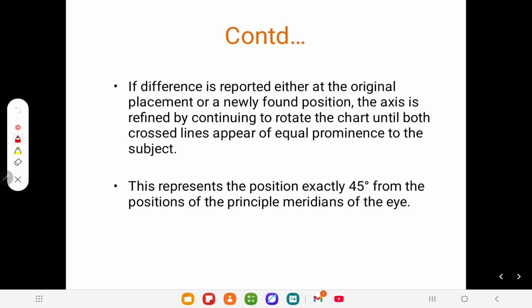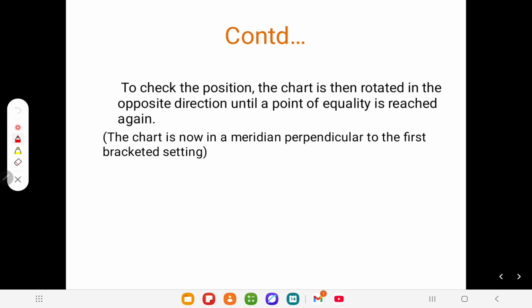If the difference is reported either at the original placement or a newly found position, the axis is refined by continuing to rotate the chart until both crossed lines appear of equal prominence to the subject. So we need both at equal prominence, equal blur or equal distinctness. This represents the position of exactly 45 degrees from the principal meridian, because at 45 degrees it's always equal, isn't it? To check the position, the chart is then rotated in the opposite direction until the point of equality is reached again. The chart is now at the meridian perpendicular to the first bracketed set.